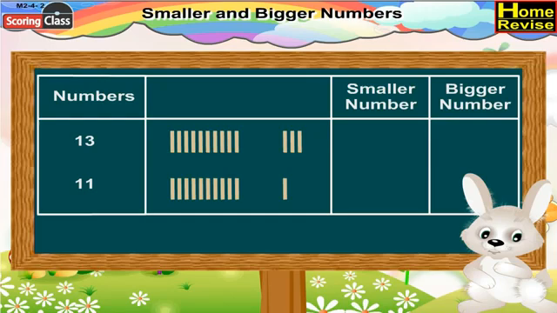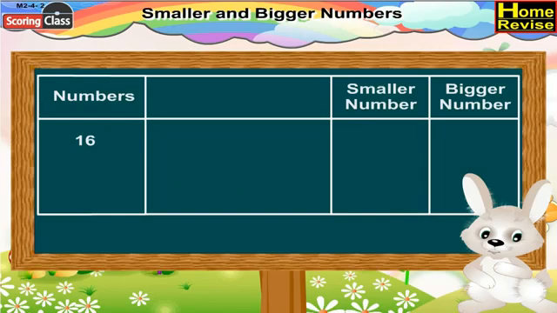Now let us make a circle to a 10, which means count 10 lines and encircle it in both the numbers 13 and 11. Now that you have created a group of 10 lines in both the numbers, let us find the remaining lines in number 13 and number 11. In number 13, 3 lines remain. In number 11, 1 line remains. Well, 3 lines is bigger than 1 line. So, 11 would be smaller number and 13 would be bigger number.